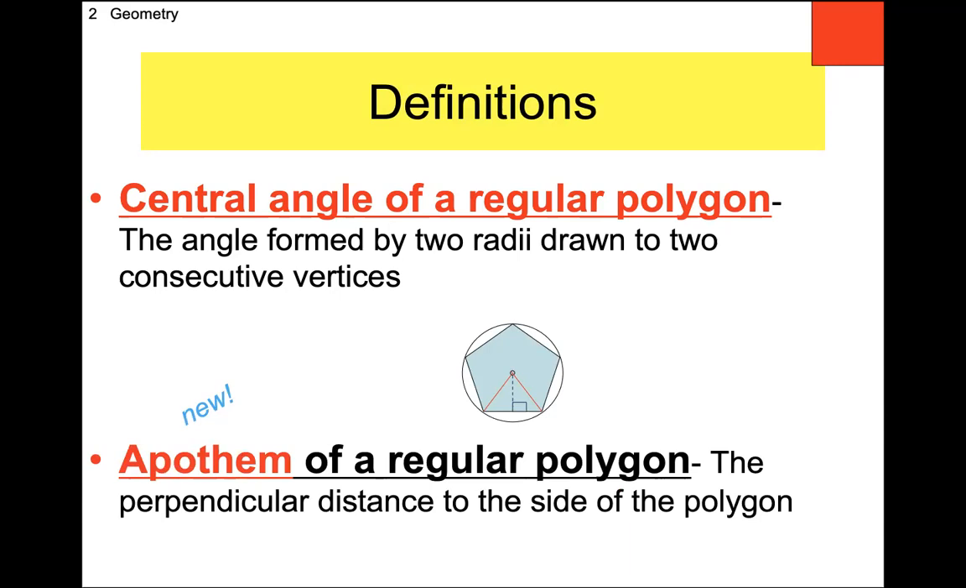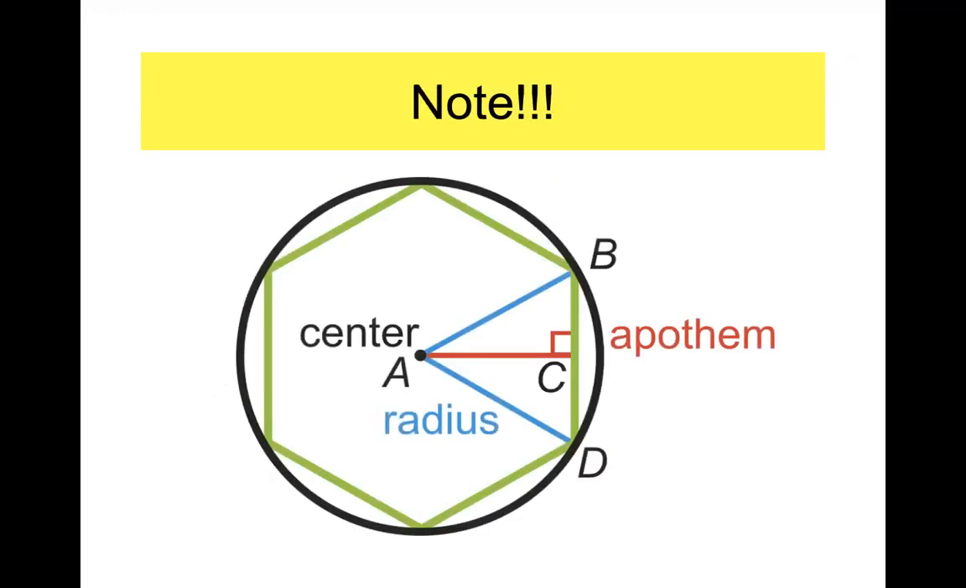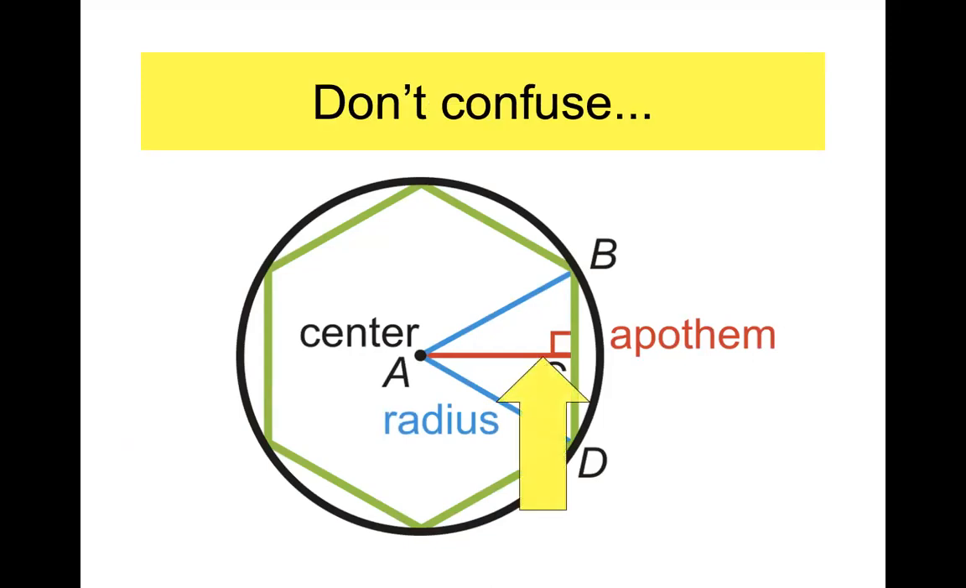And those are our definitions for today. Now we're going to work on our formula. Quick note, the two most messed up concepts by students is the difference between the radius and the apothem. So don't confuse your apothem, that's the red portion, with your radius. So apothem is the perpendicular distance from the center to a side, and a radius is a distance from the center to a vertice of the regular polygon.